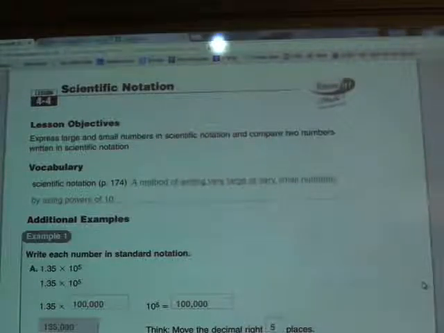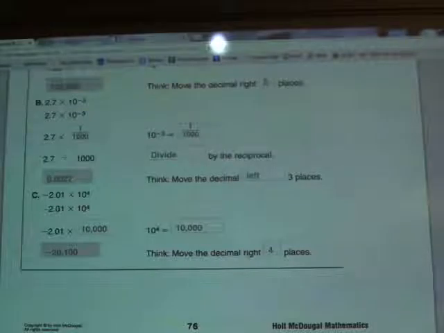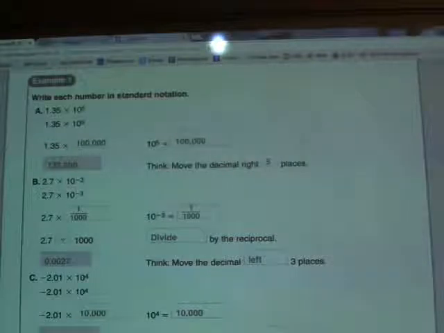Now number 1 is actually already written in scientific notation, and what they're going to have us do in number 1 here is actually go the other way, to write this in standard notation, or to write this as a regular number. So in question A there, they've got 1.35 times 10 to the 5th. And again, this is written in proper scientific notation.